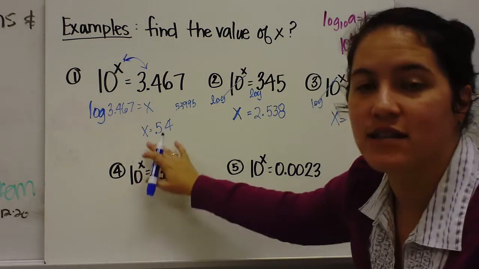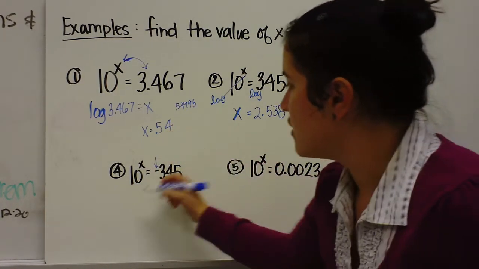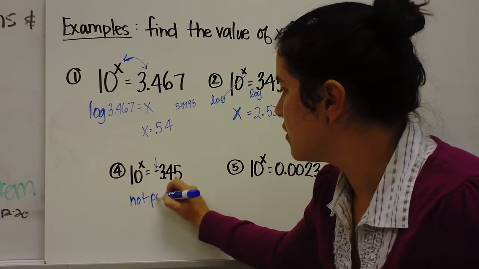Number 4. 10 to the x power equals negative 3.45. You see this negative, so we would write not possible.